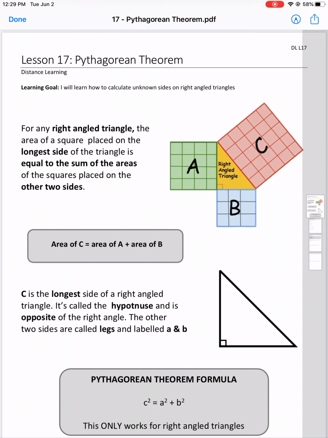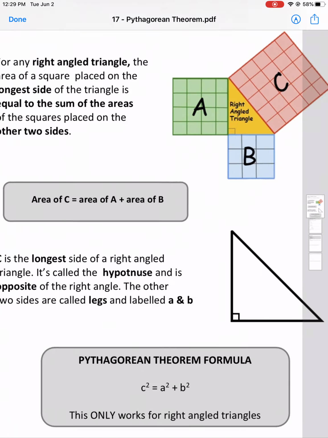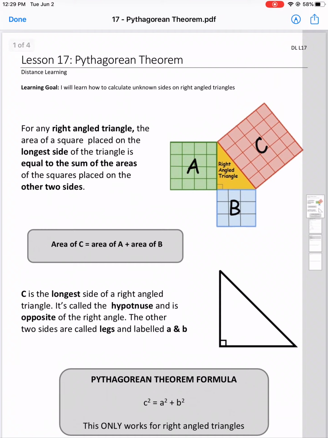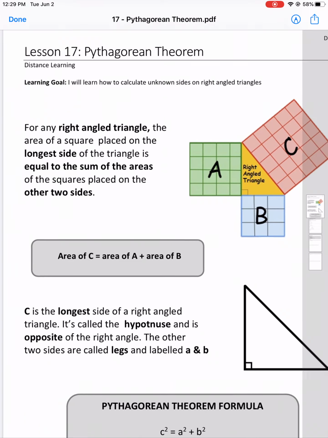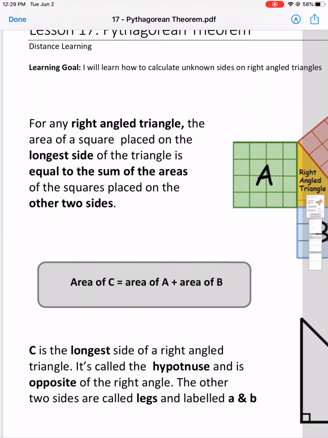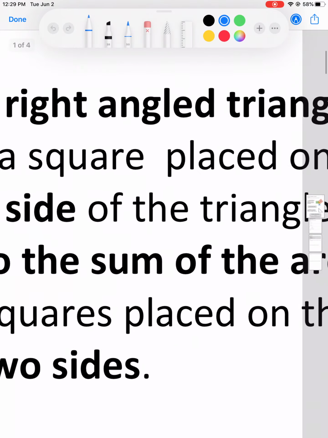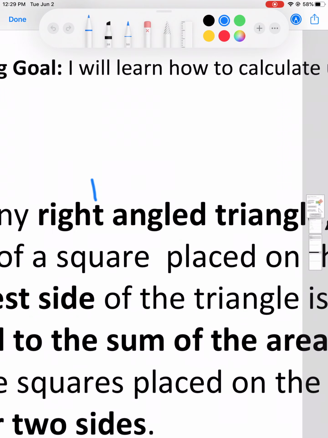So, Pythagorean theorem, I'm sure you all remember it. A squared plus b squared is equal to c squared, as you can see right here. I am going to review it, and then next week we're going to get into the other trig stuff. For any right-angled triangle, just in case you forgot, a right-angled triangle has a 90 degree angle.